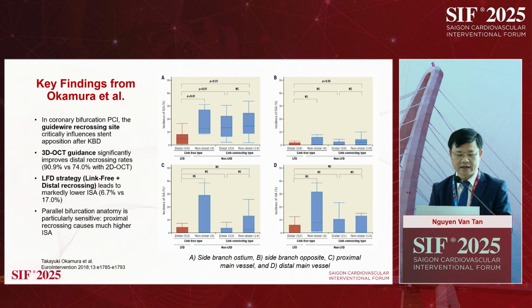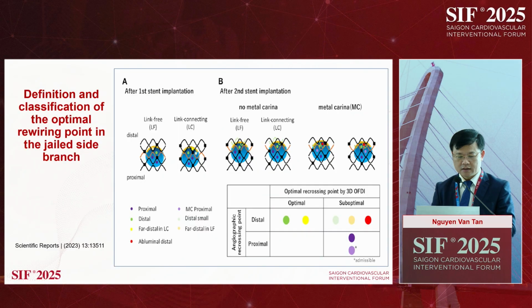In coronary bifurcation PCI, guidewire re-crossing into the side branch is a critical influence on stent apposition after kissing balloon. And 3D OCT guidance significantly improves distal re-crossing, more than 99% versus 74% without 3D OCT. Link-free and distal re-crossing show markedly lower in-stent restenosis, 7% versus 70%. And the definition and classification of optimal re-wiring into the side branch is very important, optimal re-crossing by 3D OCT through the distal cell. It is very important usually in main branch stenting.